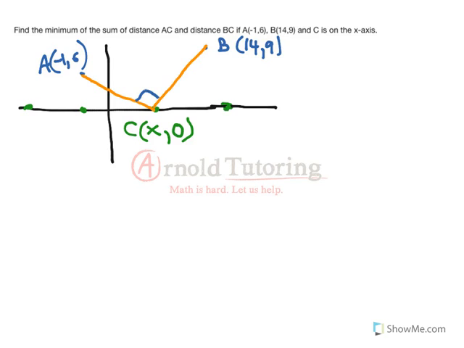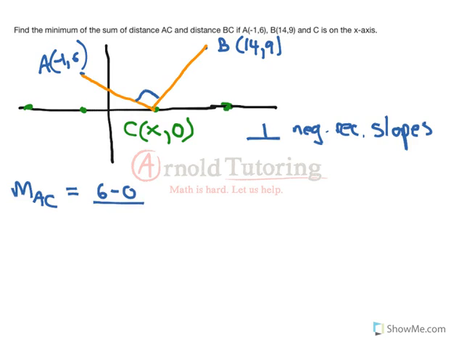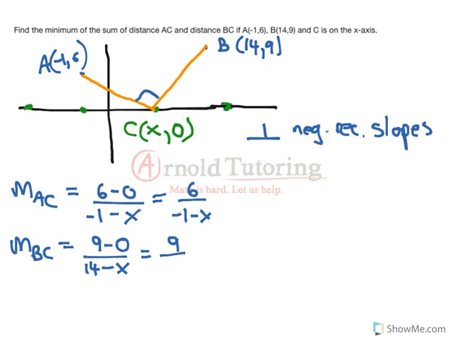So how do we get right angles in analytical geometry? You can think of that as perpendicular lines, and perpendicular lines have negative reciprocal slopes. And negative reciprocal just means you flip the fraction and change the sign. So let's find the slope of AC. The slope of AC is going to be 6 minus 0, right? y2 minus y1, or rise, over the run, which is -1 minus x. So we'll call this 6 over -1 minus x. That is the slope of AC, and we would just plug in x when we find out where that is. The slope of BC is 9 minus 0 over 14 minus x. So this is 9 over 14 minus x.